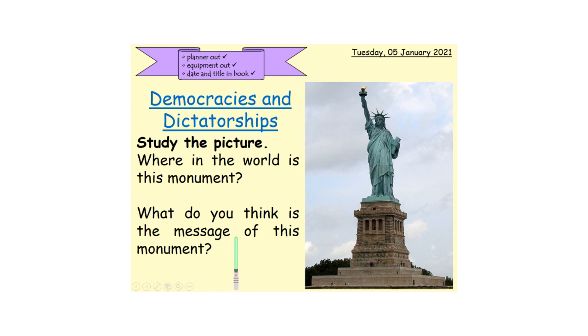What do you think is the message of this monument? What is this monument trying to say? Obviously, it can't speak, so it can't physically say it itself. But why did the people of the country where this is put it up where they did? What is it trying to say? What message is it trying to say about the country that it's in?